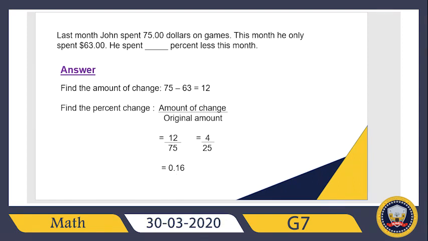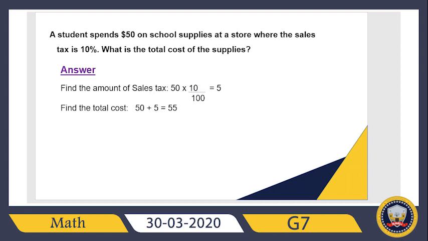Is it clear, or should I explain again? If it's not clear, I can explain again. Okay, let's move to another example. Here it's a little bit different. I want you to concentrate with me, and we're going to repeat it again and again, because this type of question is a little bit different than the others.